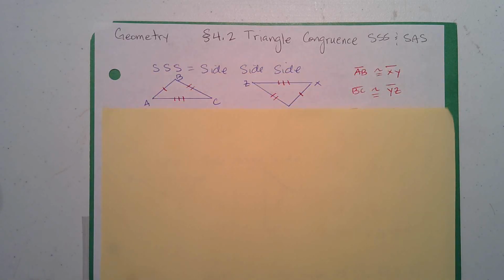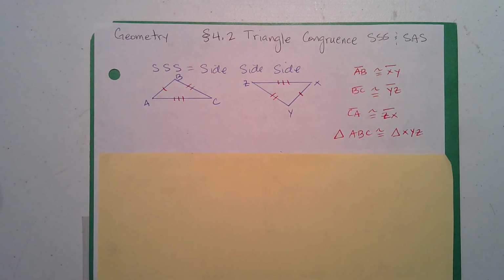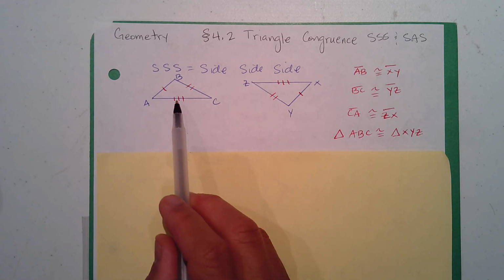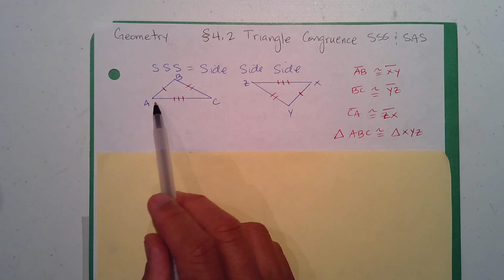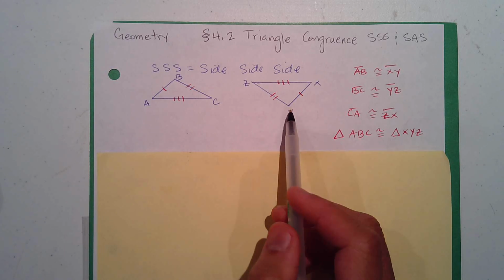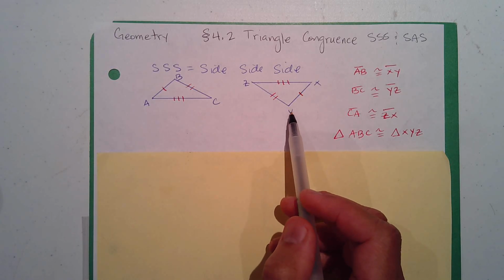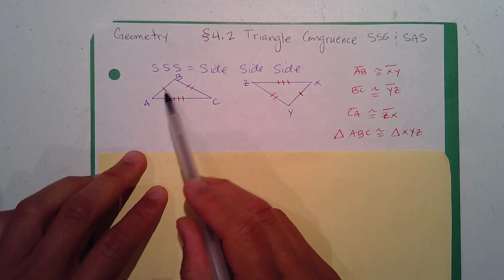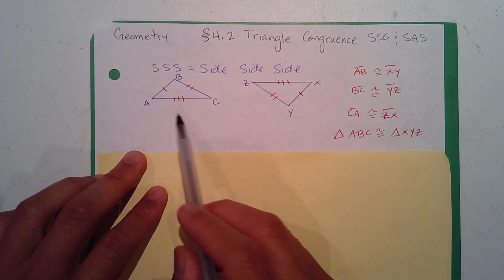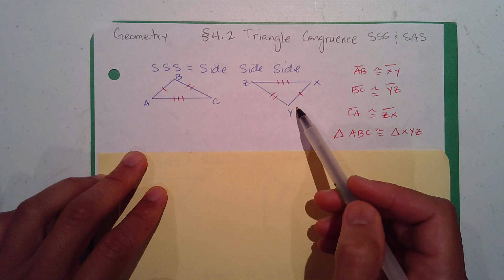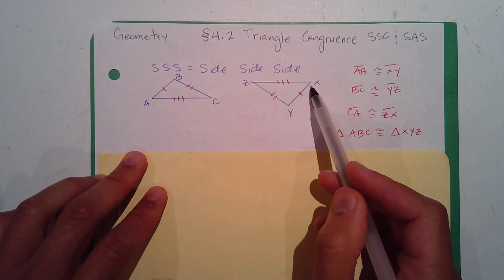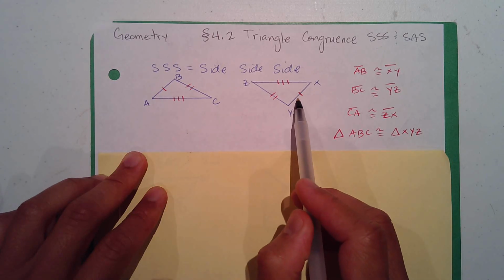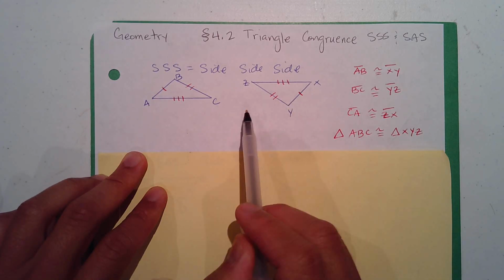So the first one is SSS, side, side, side. When we look at these two triangles, triangle ABC and triangle YXZ, side AB is congruent to side XY, because we have one congruent mark matched up with this congruent mark.